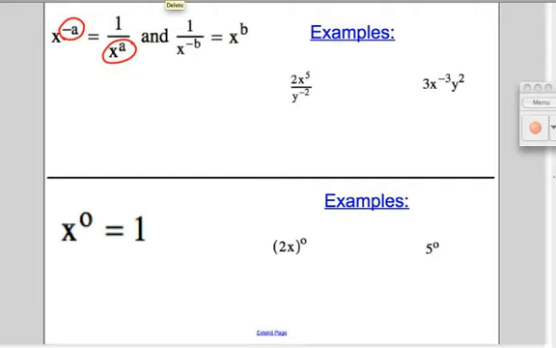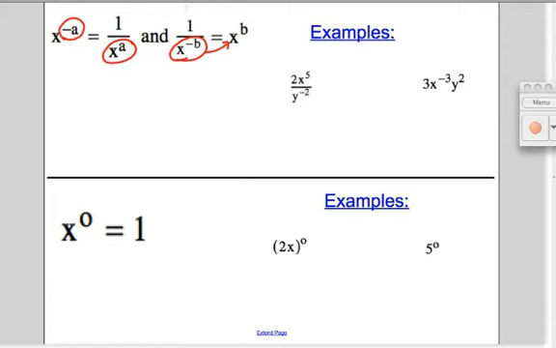And of course it works the other direction as well. If it's negative in the bottom, then we flip it up to the top and it becomes positive. So it's as simple as that. It's just knowing that negative means it goes into the denominator or it flips up into the numerator.